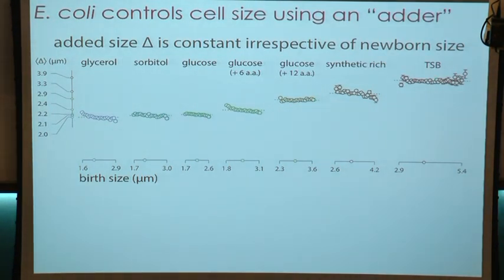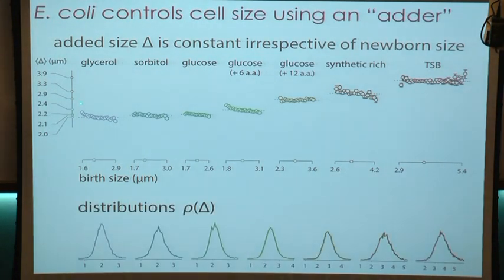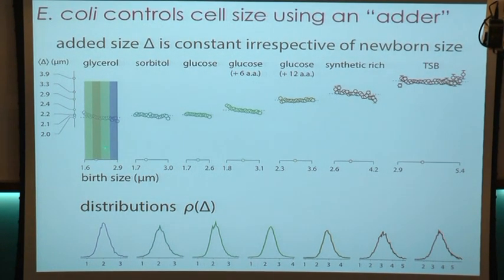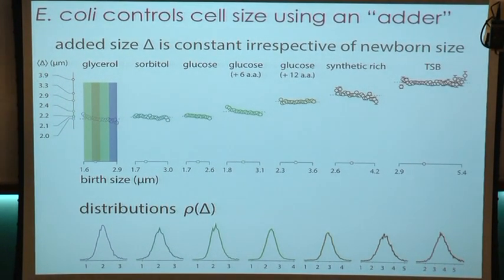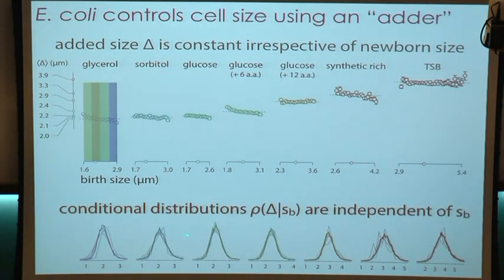Okay? Furthermore, because we have a lot of data, we can actually plot the real distributions of delta, okay, and see whether this delta is truly independent of their birth size or not. For example, if delta is truly independent of the birth size, okay, if you bin your data for different birth size intervals, for example, here 4 groups of data, and if you plot the distribution of delta for each bin, all those distributions should be independent of the birth size and collapse onto one another. And indeed, that's what we actually saw.